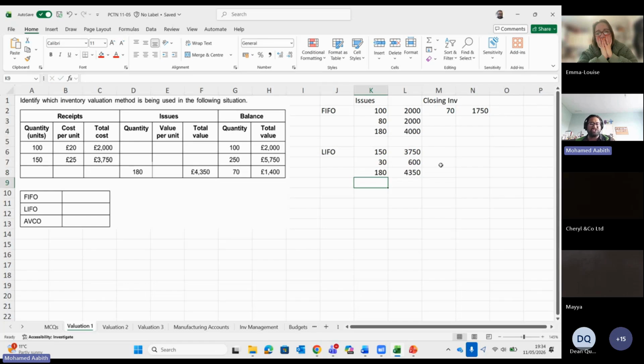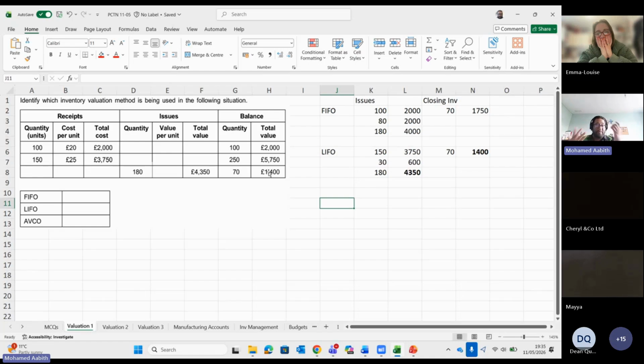That is matching. Let's prove what is left over. We have 70 items left over, and they all cost you how much? 20 times 70 there. That's 1,400. So these two are actually matching these two numbers. Therefore, the method used is LIFO.